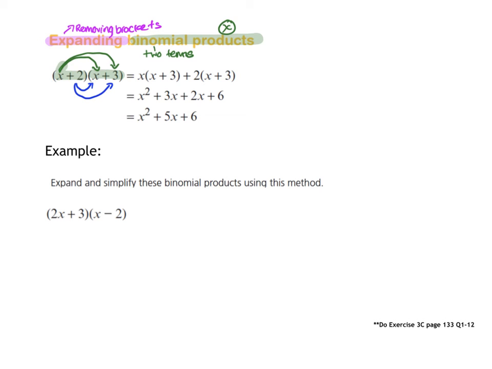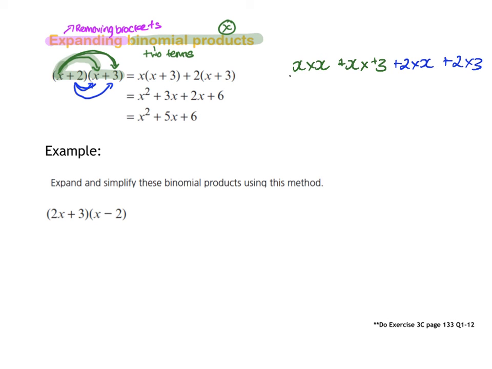If you do it this way, you start with the first term. If we start with this x and we multiply, we're going to have x times x, and then x times positive 3. And then in the blue, I had positive 2 times x, and positive 2 times 3. All right, so let's go and do this.